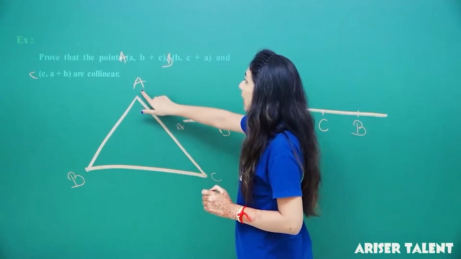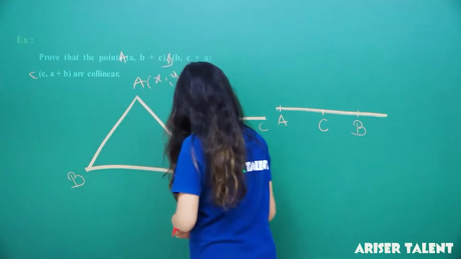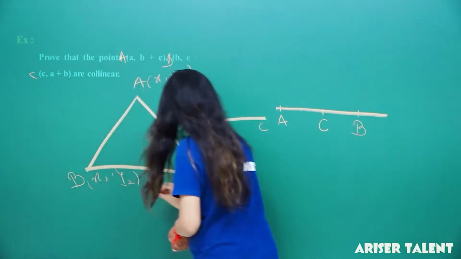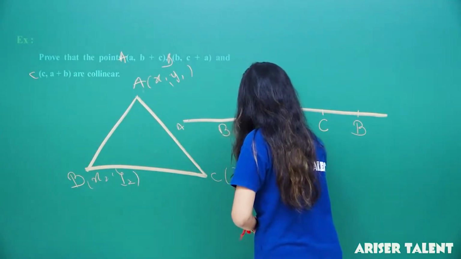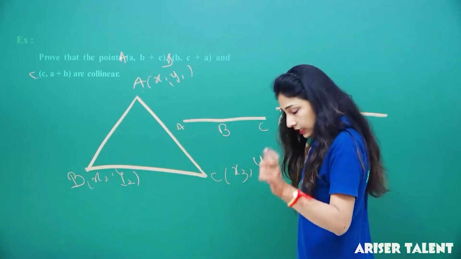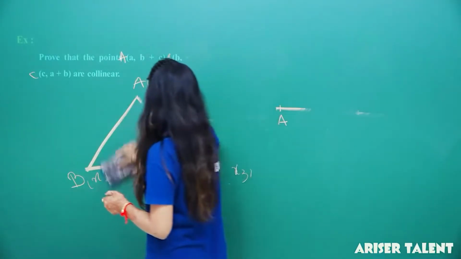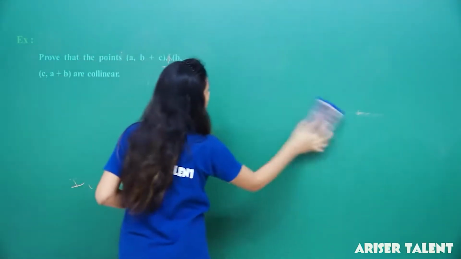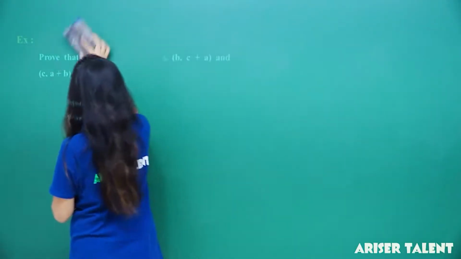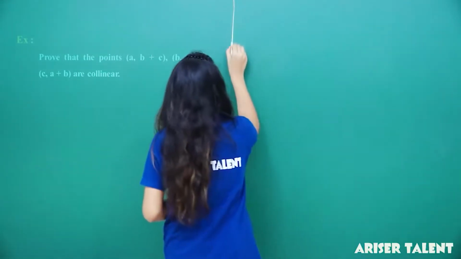So, we will be having this point A as (x1, y1), this point B as (x2, y2), and this point C as (x3, y3). Now, this is all rough work I am telling you about. The actual procedure is, I should rub this. How will you write the question in your examination? The solution part. First, I am going to divide this.